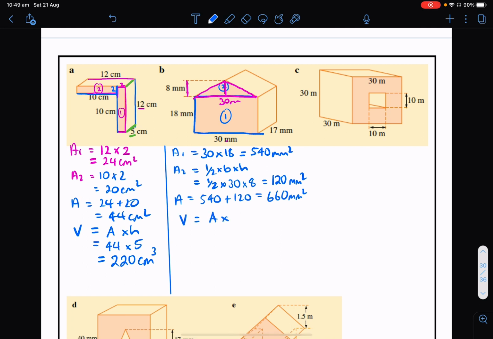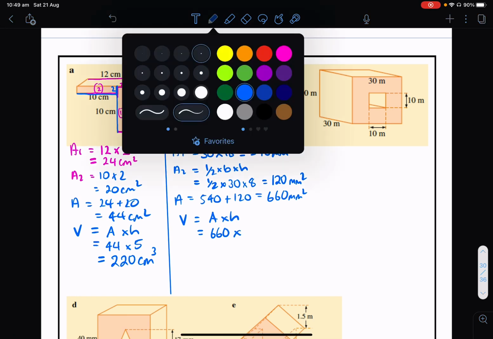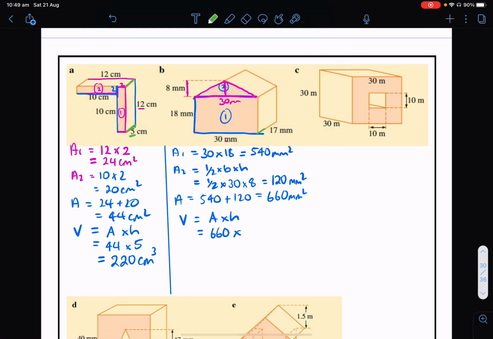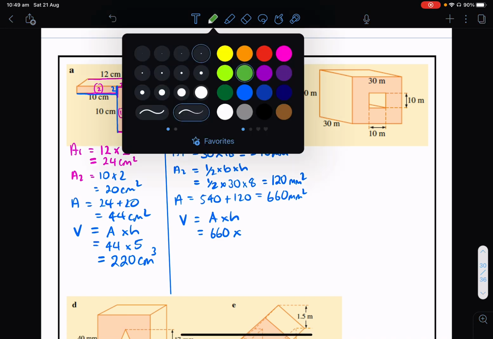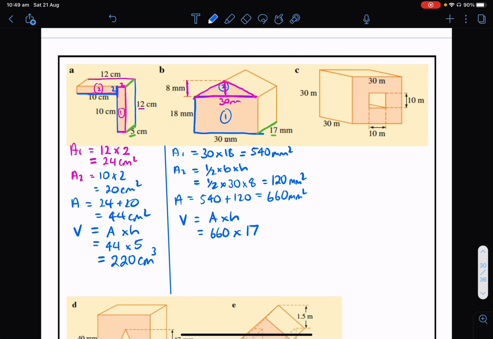Volume is our area times height. So it's going to be 660, which is our area. Now our height on this one, again, that's our depth of our prism, is going to be 17 millimeters. So we're going to go by 17. So 660 times 17 equals, and now if you guys pick up any mistakes that I make, you need to let me know too so I can pass that on. So that's 11,220 millimeters cubed. There we go. Okay, that's number 2 done.